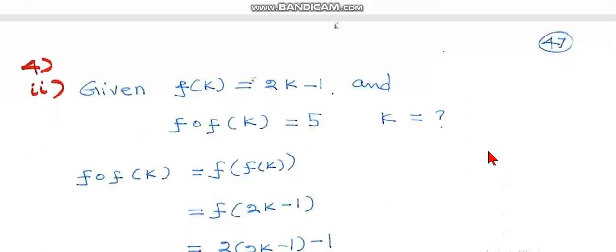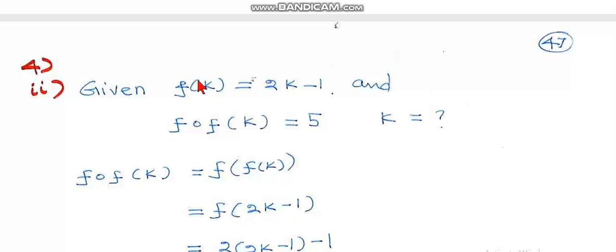Question number 4, second subdivision. You are given f of k equal to 2k minus 1. And f dot f of k is 5. We have to find the value of k. F dot f of k is what? F of f of k. But what is f of k? 2k minus 1. Now we have to apply the rule for f.